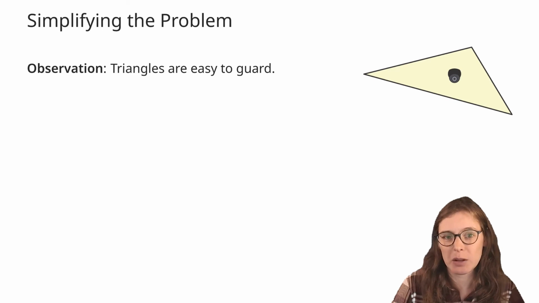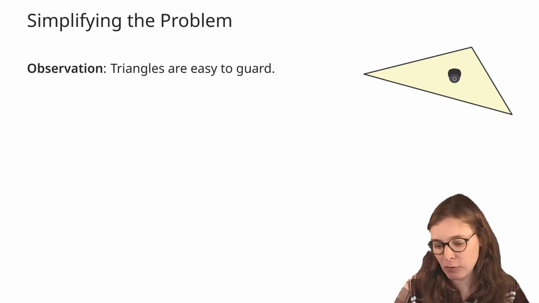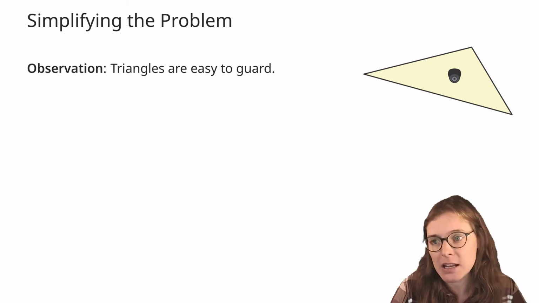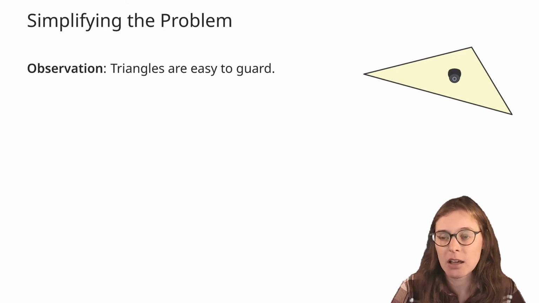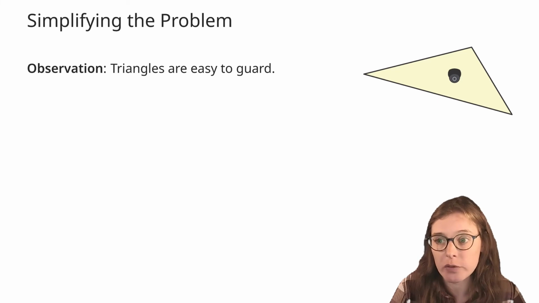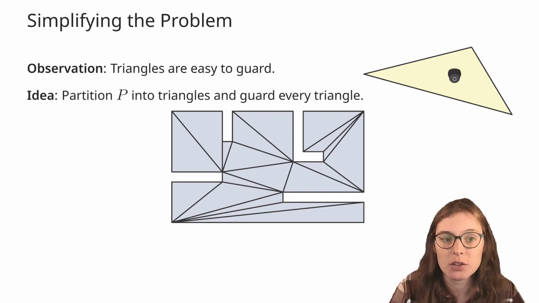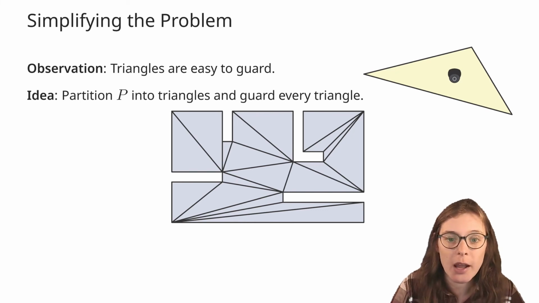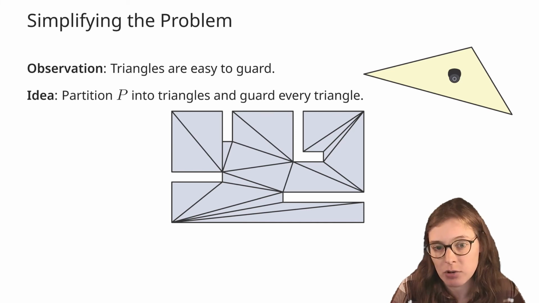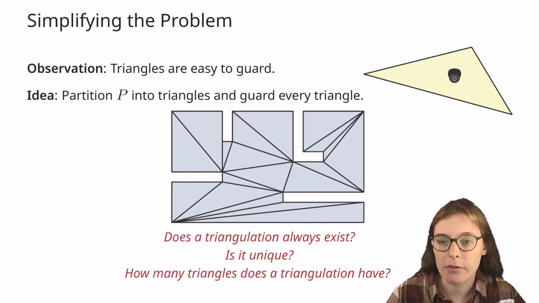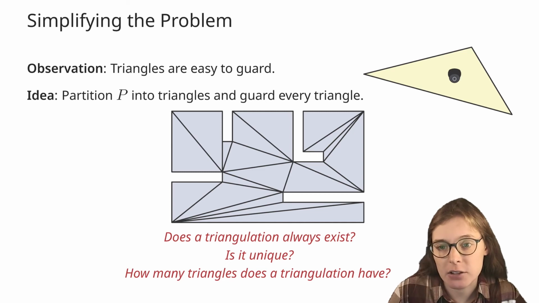The first observation that we can make here is triangles are easy to guard. Indeed, if you place a camera in any point inside a triangle, it will completely see the whole interior of the triangle. So then a natural idea to place the guards inside a polygon is to partition the polygon into triangles and place a camera within each triangle. Now we have reduced the question to triangulating a given polygon. But that is, of course, if we can find such a triangulation.